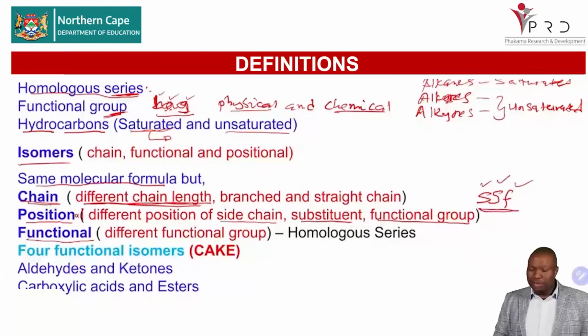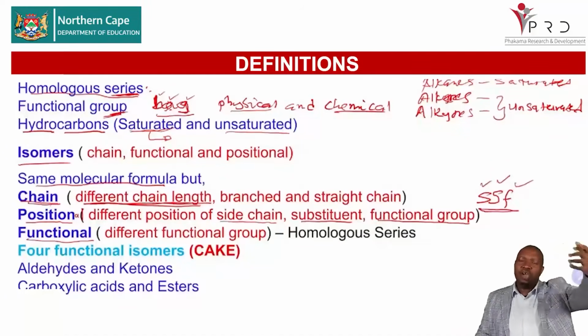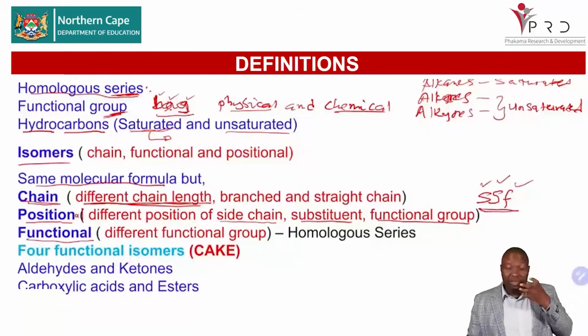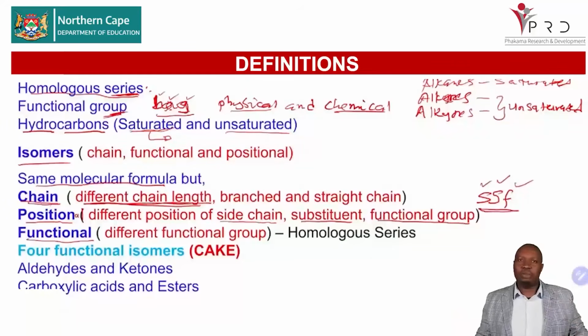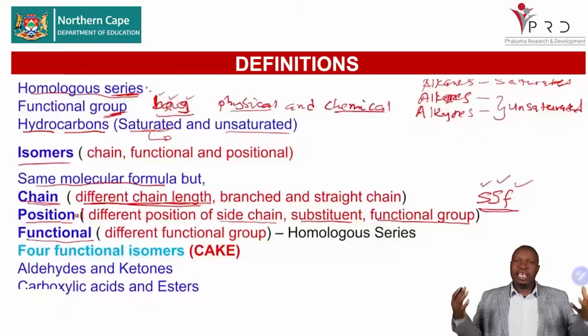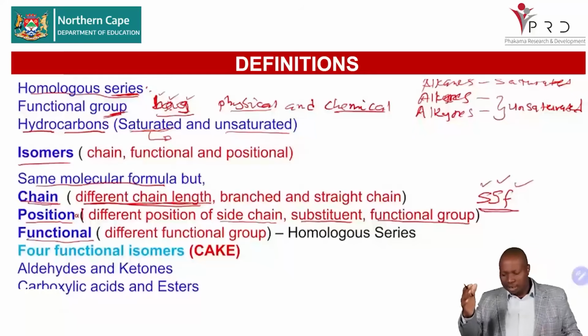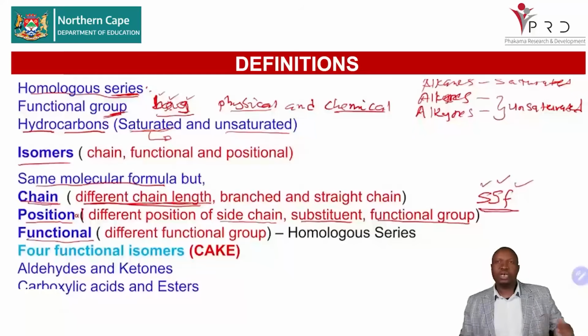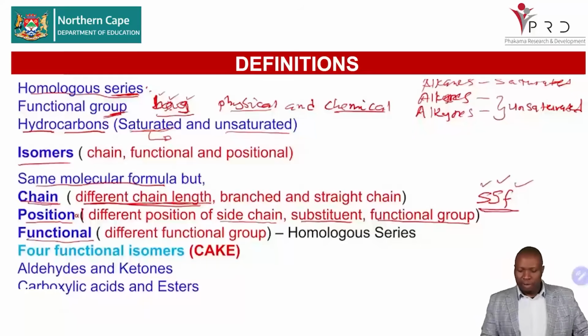Now, you will see that the chain isomers and positional isomers are within a homologous series. So when you have the same homologous series with different chain length, you know that we are talking about chain isomers. When you have the same homologous series with a different position of either the side chain, the substituent, or the functional group, then we're talking about positional isomers.